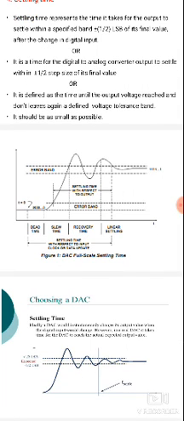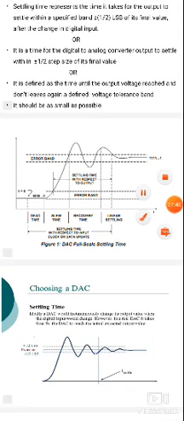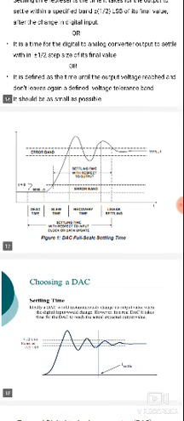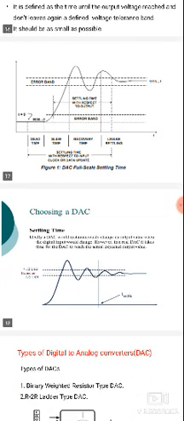minus 1/2 of step size, or it is also known as the output settling within a specified band of plus or minus 1/2 of LSB of its final value after changing the digital input. When we change the digital input, the output changes within plus or minus 1/2 of LSB.